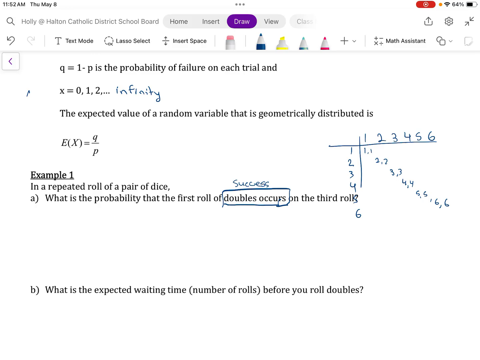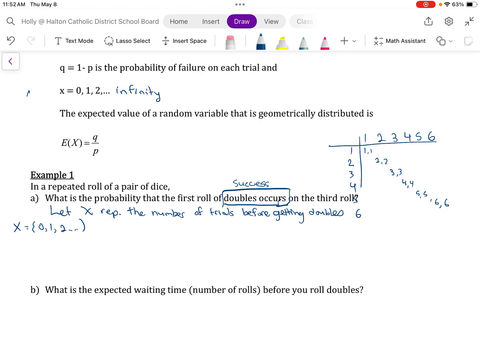So we're going to look at how many trials are going to occur before getting a double. So this is our random variable x. Let x represent the number of trials before getting doubles. So x can be equal to 0, 1, 2, and so on. I don't know how many trials it's going to take.